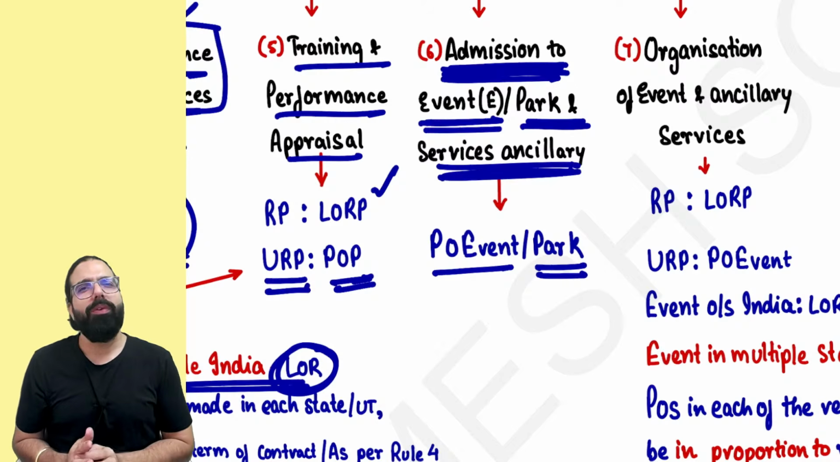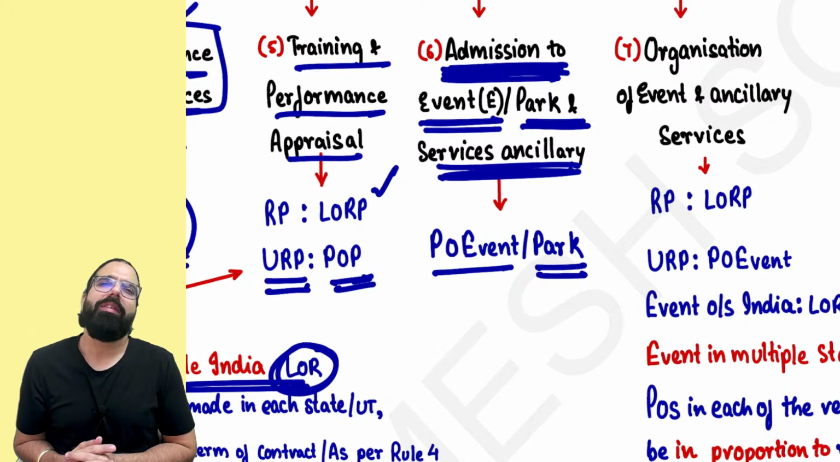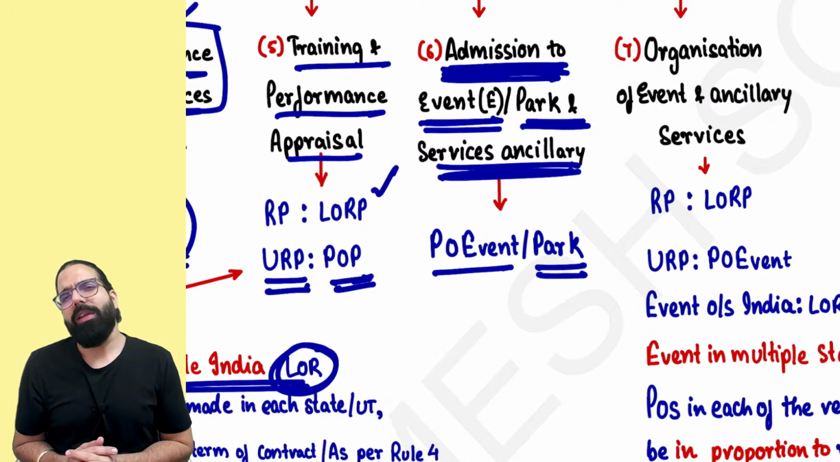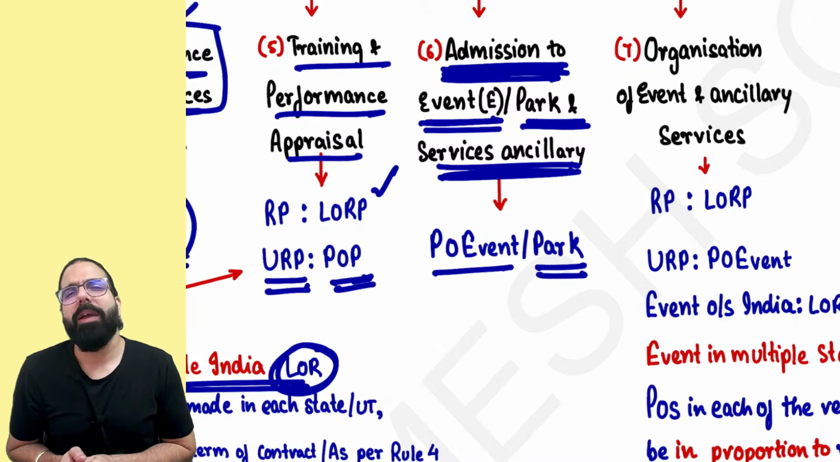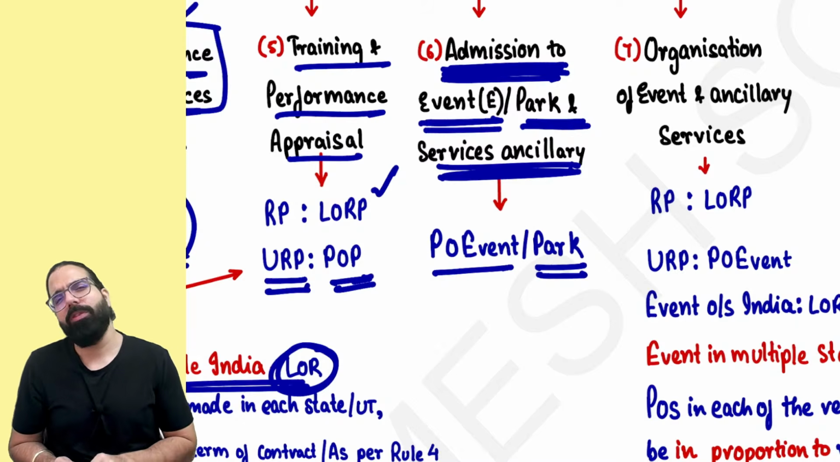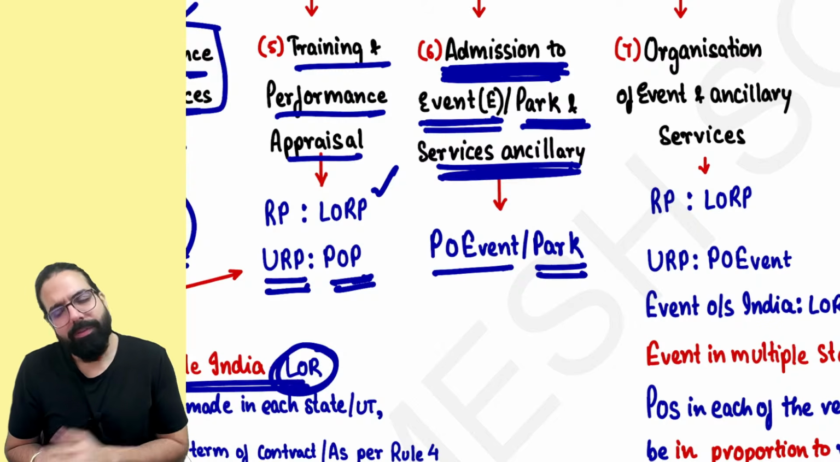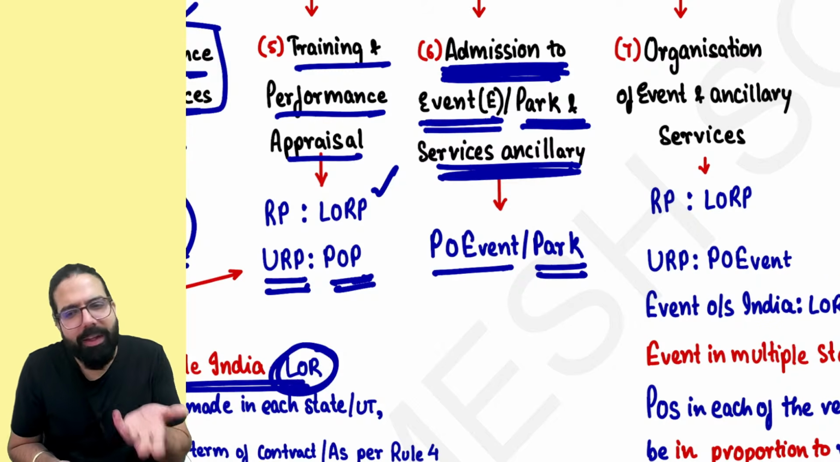My question to all of you: in Delhi, one person is organizing one event where he's selling the ticket. The event is happening in Delhi only. What is the place of supply, everyone? Event is happening in Delhi. The place of supply will be Delhi. Where the event is happening, that is the place of supply.